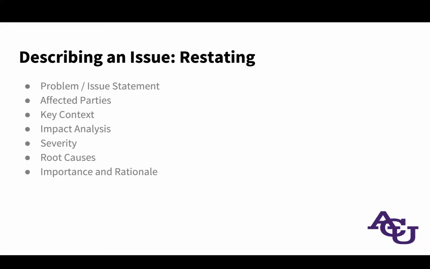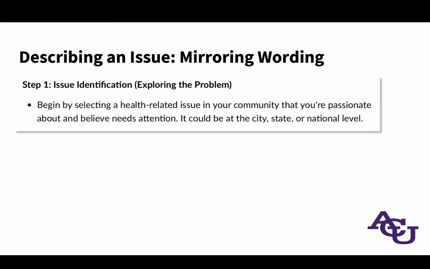And the importance and rationale for whatever policy you are proposing to try and make the issue less pressing, less present, etc. So let's talk about each of these steps with the precept that you want to mirror the wording to make it very clear you are doing that specific thing that you've been asked to do here. So step one, issue identification, exploring the problem. The instruction says, begin by selecting a health-related issue in your community that you're passionate about and believe needs attention.